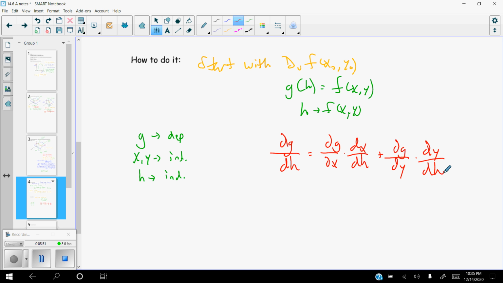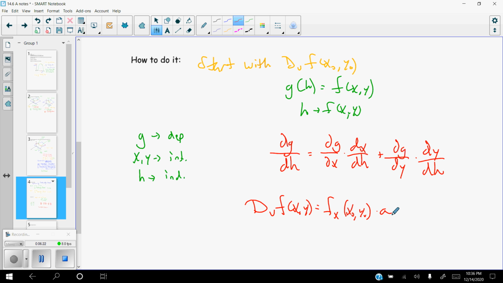So now what is all this stuff? So that's going to be your directional derivative of f of x, y. dg over dx is nothing more than the partial with respect to x at some point, x naught, y naught, and then dx over dh is just a. The derivative of x with respect to h is a.